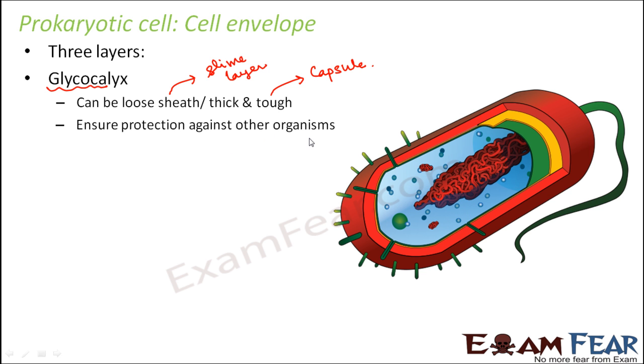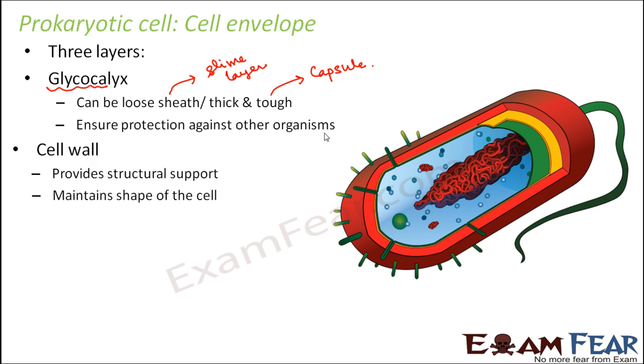They ensure protection against other organisms. Since bacteria are very small, minute organisms, they might be eaten up by some other organisms. So glycocalyx ensures protection against other organisms. Their composition varies in different prokaryotes. I mean, the composition of glycocalyx, even though it is mostly carbohydrates, varies from one cell to another.